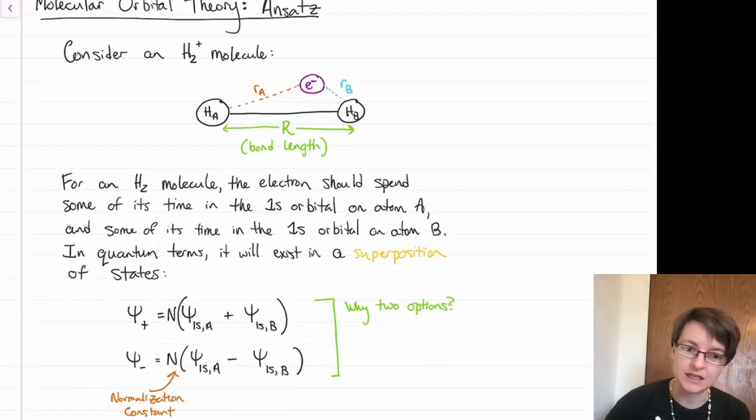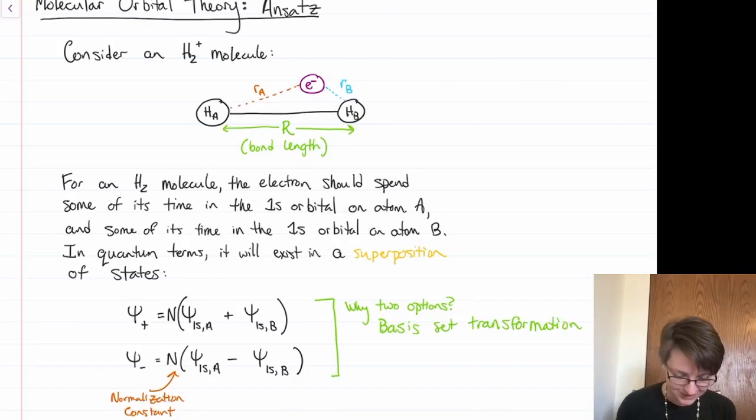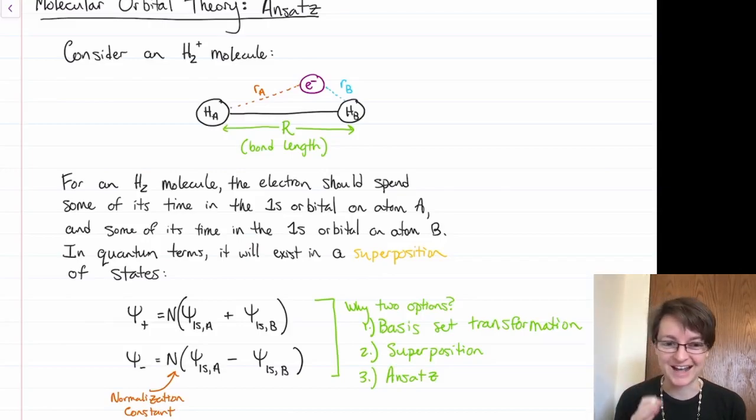Or if you like, and you've taken a linear algebra course, you could say that this is a basis set transformation, going from an atomic basis to a molecular basis. So it could be viewed as a basis set transformation. You could view it as a natural follow-up from the principle of superposition. Or for today, you can just treat this as an ansatz, where ansatz is a fancy term for just a given axiom of how we're going to start out this problem.